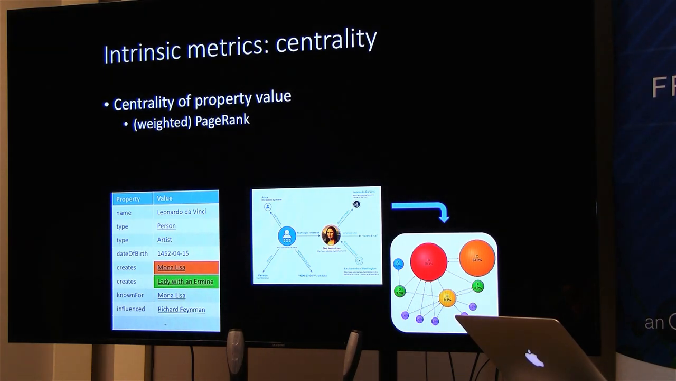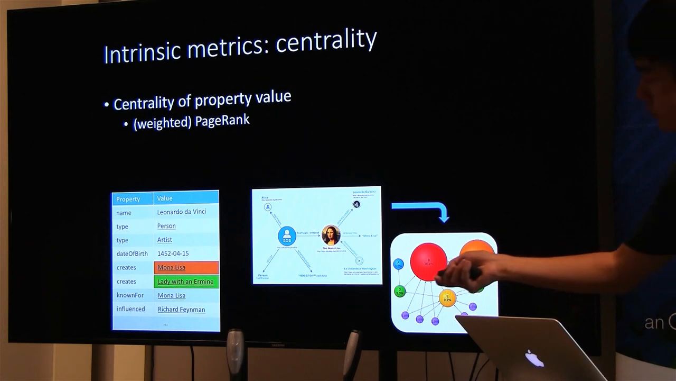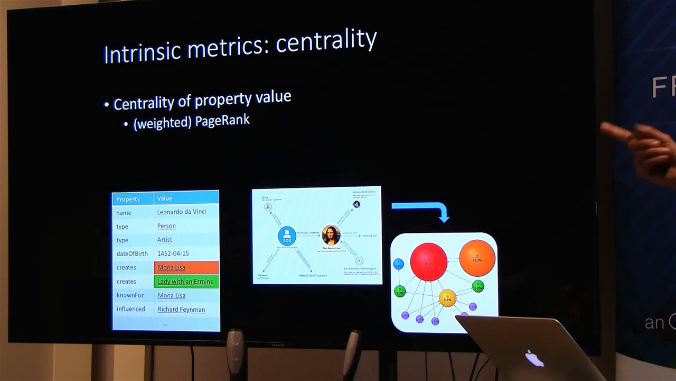The second is centrality. Centrality is similar to frequency, but it is believed to be more effective than frequency because an entity as the value of a property may not occur frequently in the dataset, but it may be referred to from another important entity. So that entity may still be important because it is referred to from an important one. So we can measure such kind of importance by using centrality measures like page rank or whatever you prefer as a substitute for frequency, because centrality is believed to be more stable than frequency. That's the second type of metric that has been used in the literature to rank property values.